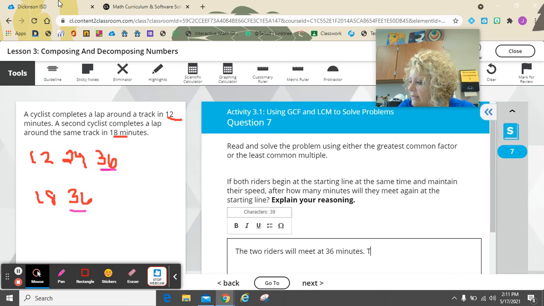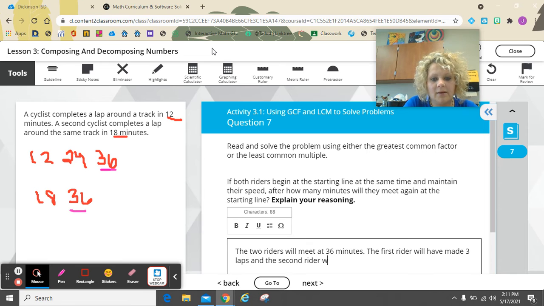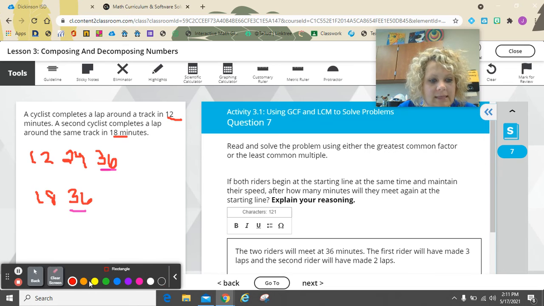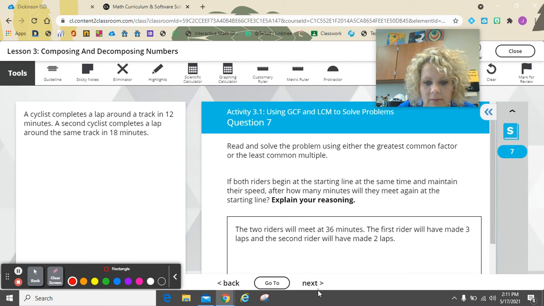So then that means that the first rider, if we look here, this is the first rider, 1 lap, 2 laps, 3 laps, will have made 3 laps. And the second rider will have made, we've got 1, 2 laps. Okay, so that's talking about different quantities in a cycle and when they'll meet up.